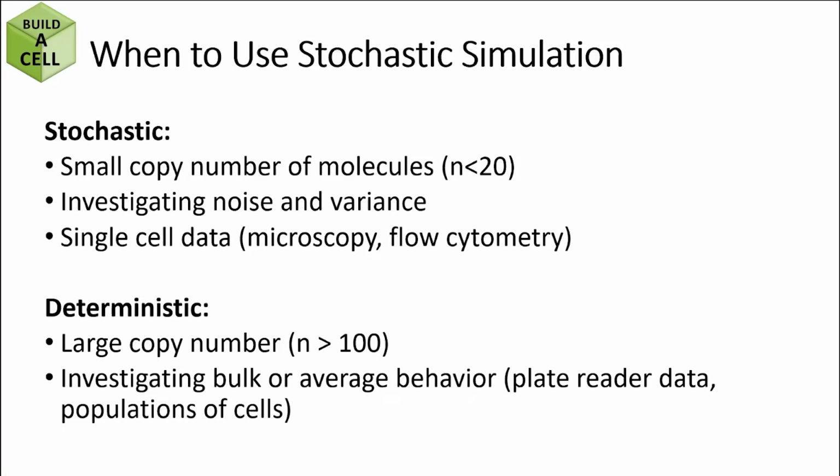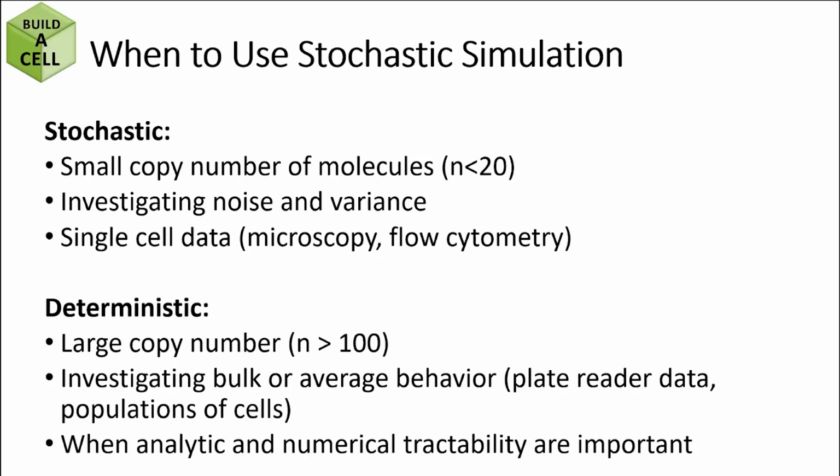You also probably want to use deterministic simulation when you're investigating bulk or average behavior. So if you don't have data from small volumes, from single cells or small vesicles, like you have plate reader data or you're looking at populations of cells in some way, you're not going to be able to see the fluctuations and noise in the individual cells. So there's really no reason to do stochastic simulation. And finally, deterministic simulation is much faster than stochastic simulation. So if analytic and numerical tractability are important, you probably want to focus on deterministic simulation.